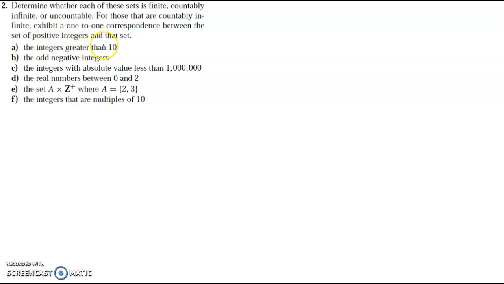All right, so let's take a look at Part A, integers greater than 10. So this is going to be countably infinite, because we can count, starting from 11, 12, 13, 14, and it's going to go on infinitely. So to show the one-to-one correspondence, we can do the mapping.